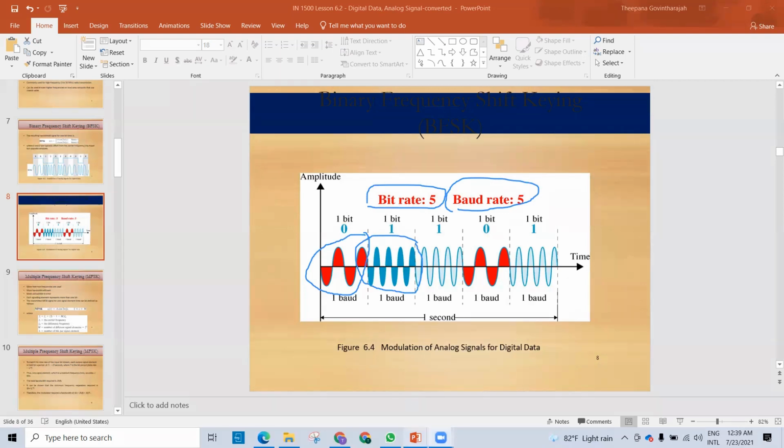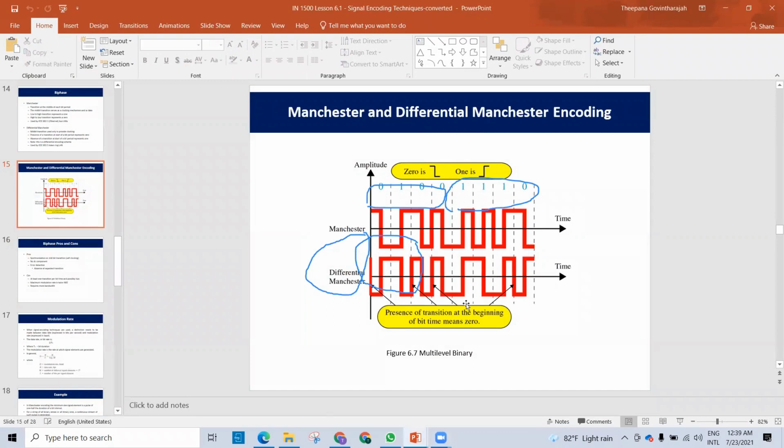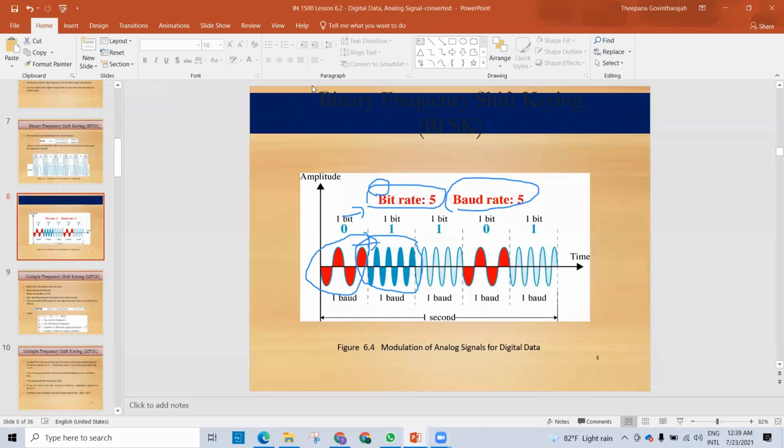As we have already seen in the previous videos for digital data into digital signal, in some cases 1 bit is represented by 2 bauds. That means 2 different signals. But in this case, it is represented by only 1 waveform. So, bit rate is equal to baud rate.